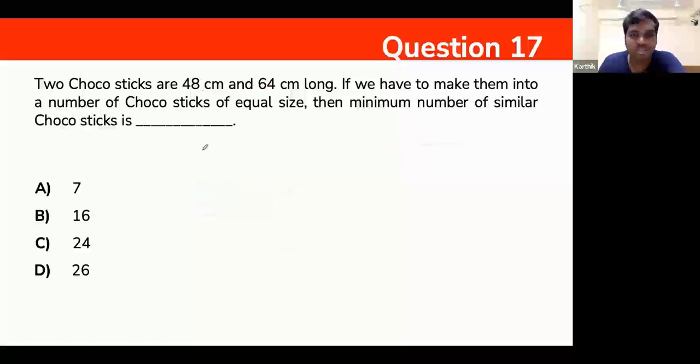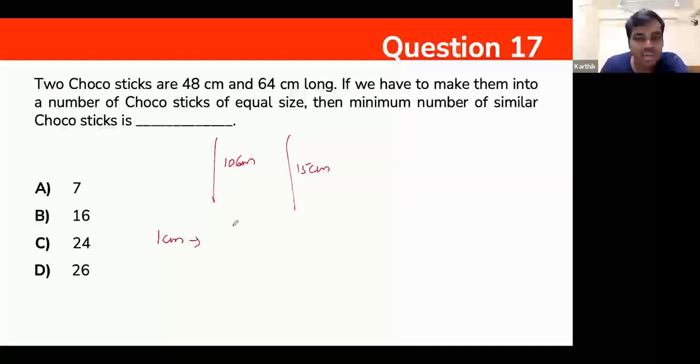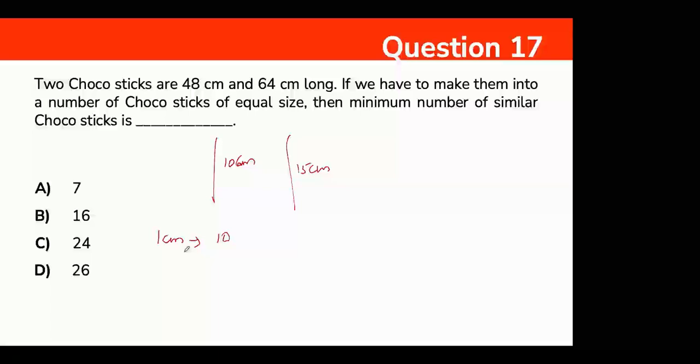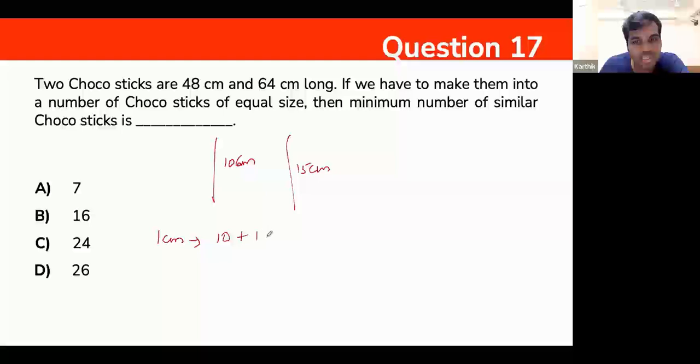Understood? So now this 10 centimeter stick is there and 15 centimeter stick is there. Now, if I break the stick at 1 centimeter each, how many small sticks will be there? 10 small sticks? Yes, sir. If I break the 15 centimeter stick at 1 centimeter each, I'll get 15 small sticks. So totally 25 small sticks will be there. If I break it at 2 centimeter each, here it will be 5.